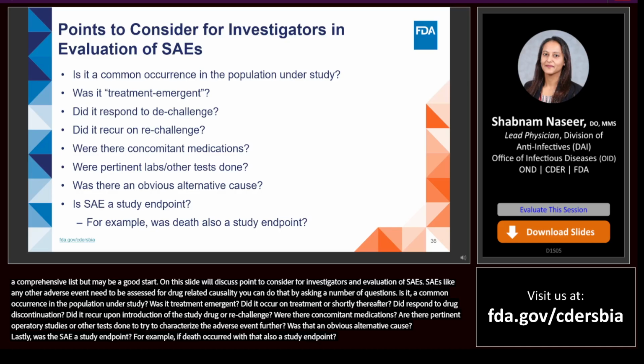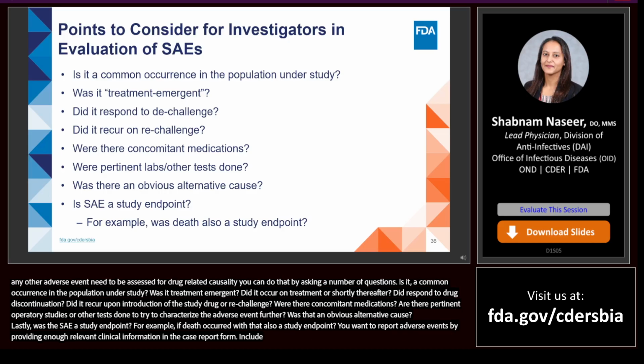So you also want to report adverse events by providing enough relevant clinical information in the case report form. You want to include enough information in the case report form to allow a good quality narrative.